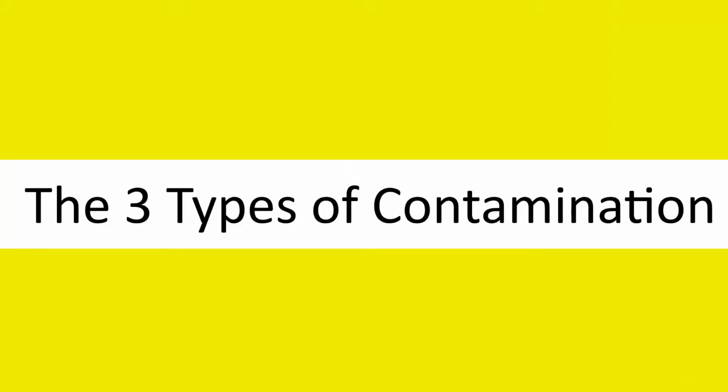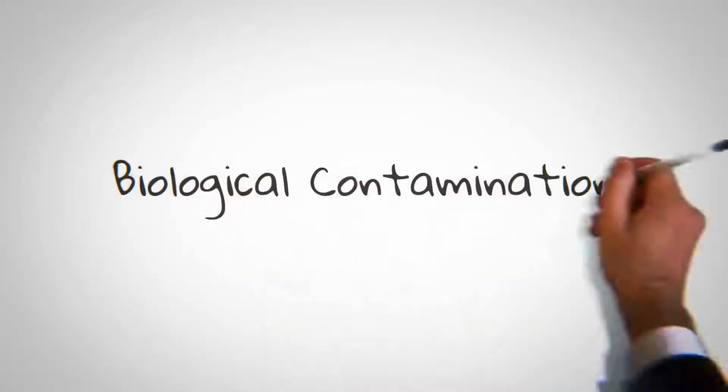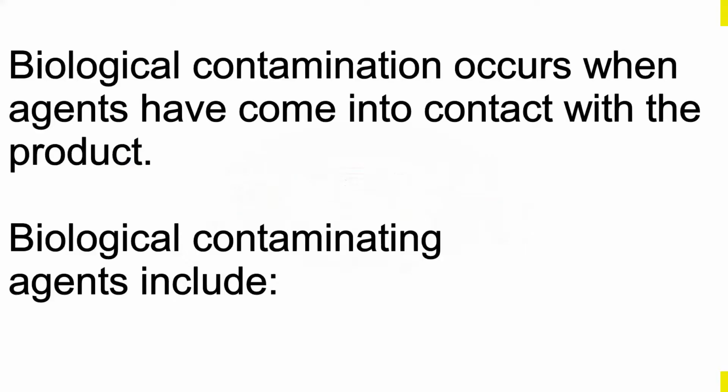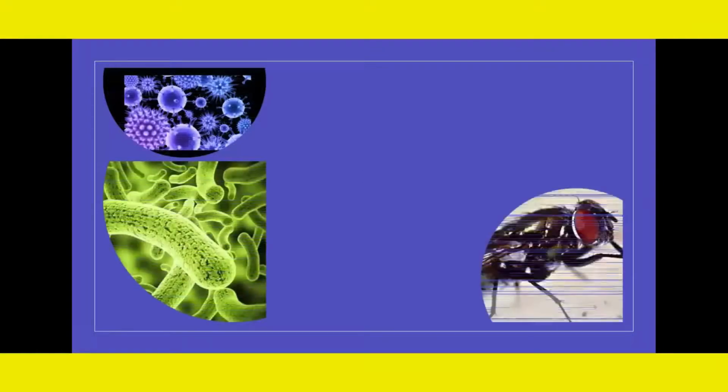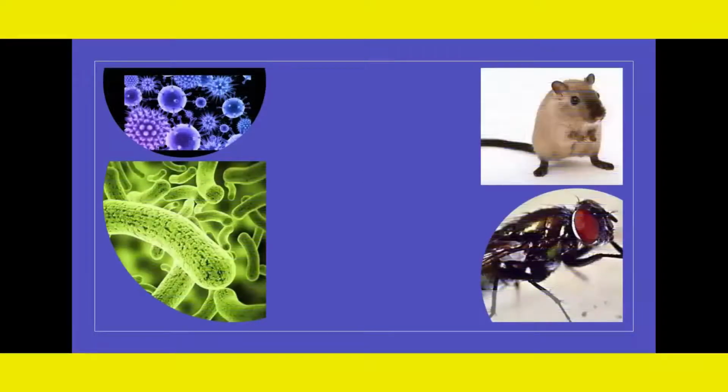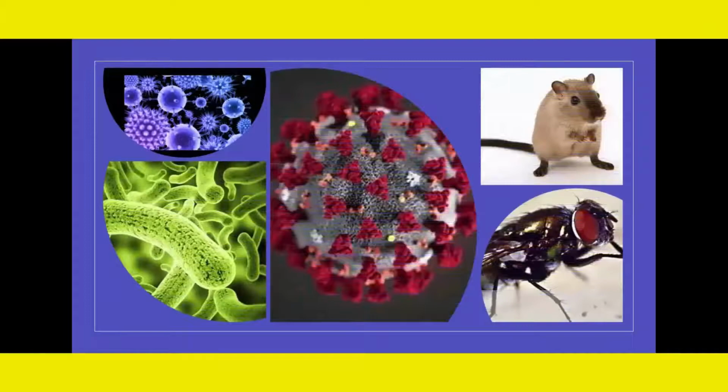Let's talk about the three types of contamination. First, biological contamination. Biological contamination occurs when agents have come into contact with the product. Biological contaminating agents include microorganisms, parasites, insects, rodents, and viruses.